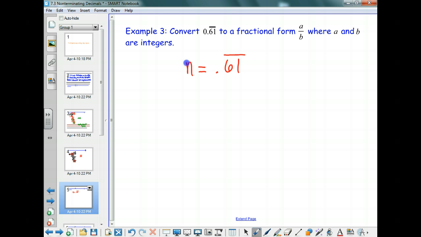Now many of you, at least some of you, probably remember the shortcut for this particular one on how to change this back into a decimal or to a fraction. But that shortcut will only work in very specific situations. Okay, anybody know what the shortcut is? Awesome. That's even better. Okay, great.